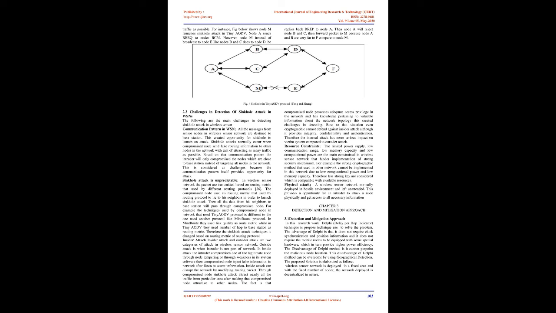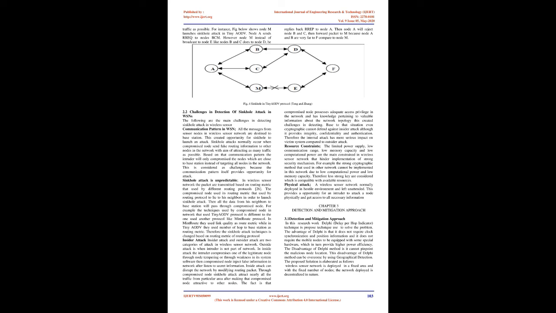The sinkhole node or compromised node launches an attack by sending back a RREP packet. In the RREP packet it gives a small number of hops, which indicates close proximity to the base station. Then the source node decides to forward packets to the sinkhole node. The compromised node then performs the same technique to all its neighbors and tries to attract as much traffic as possible. For instance, the figure below shows node M replies back RREP to node A. Then node A will reject the others.